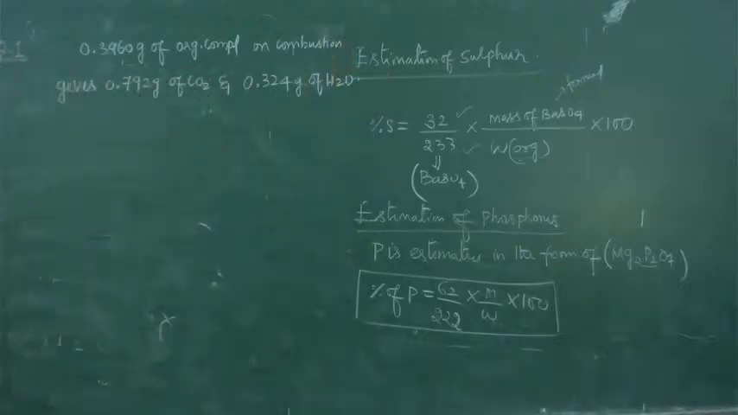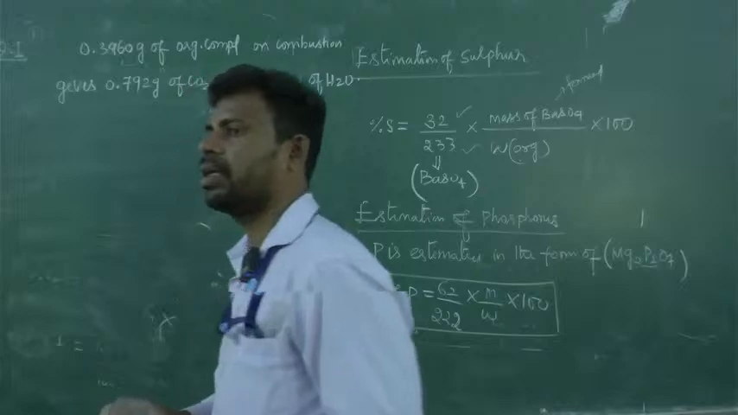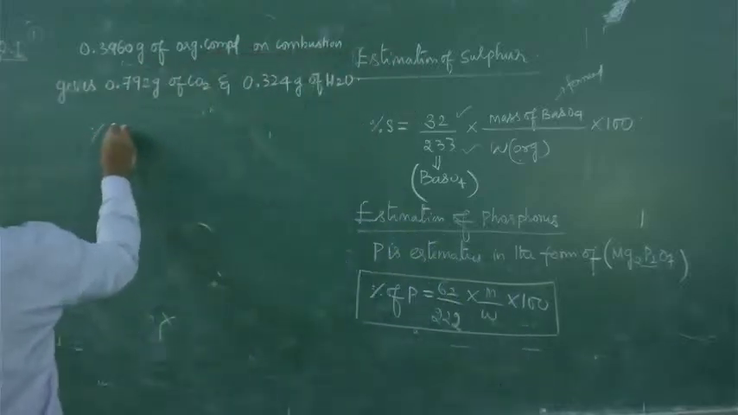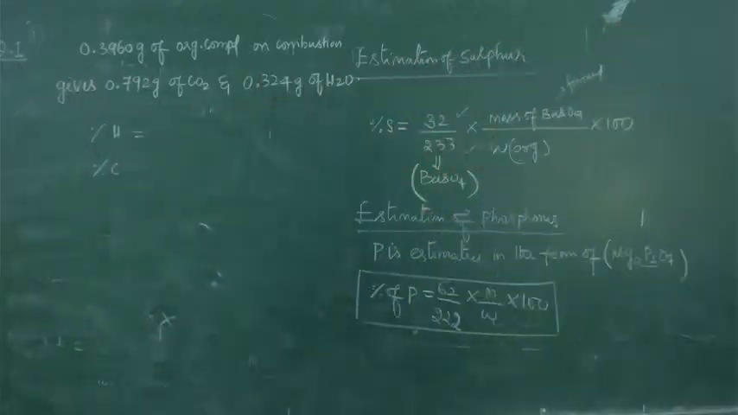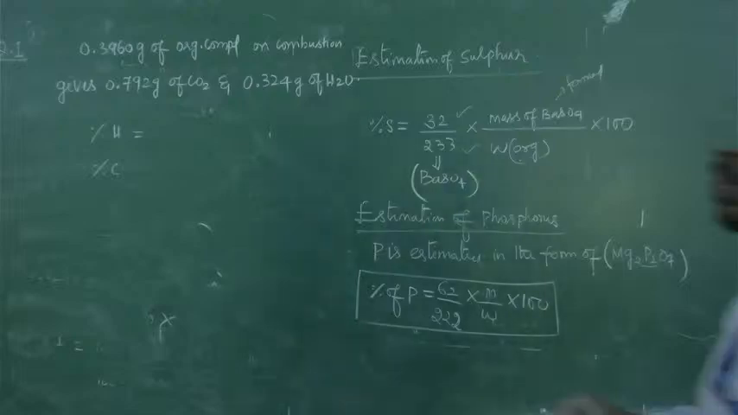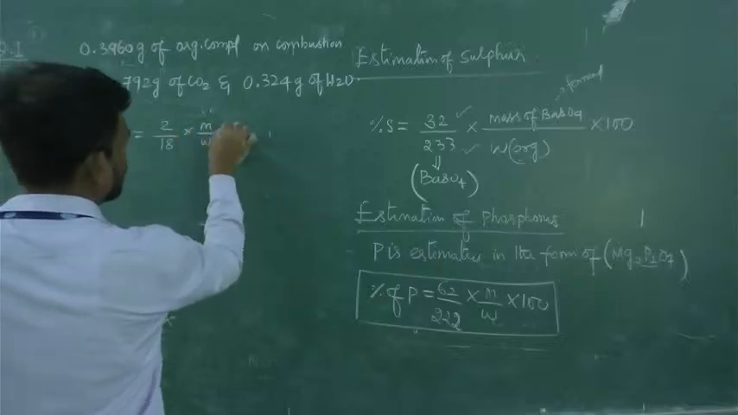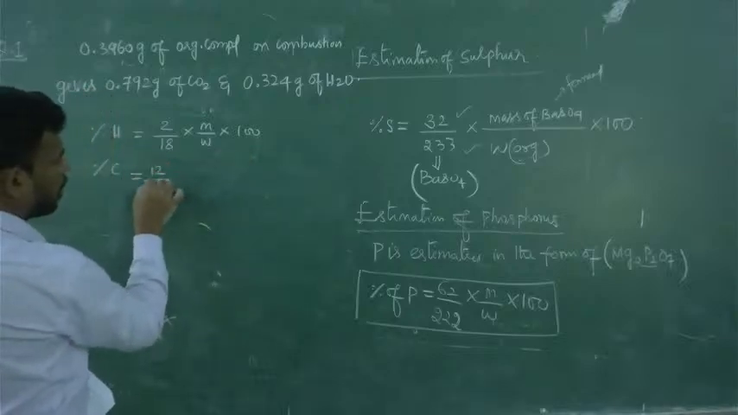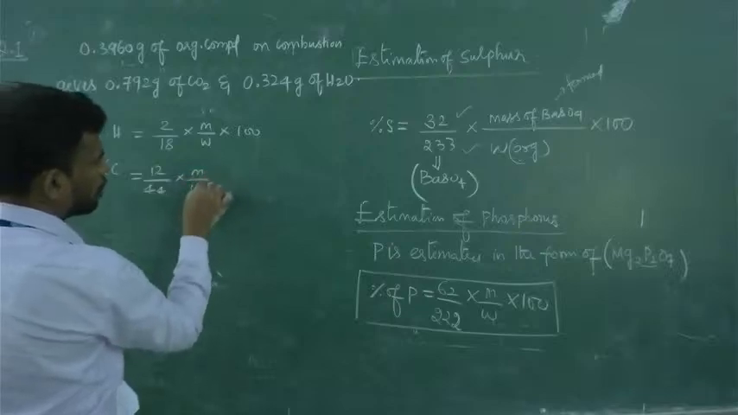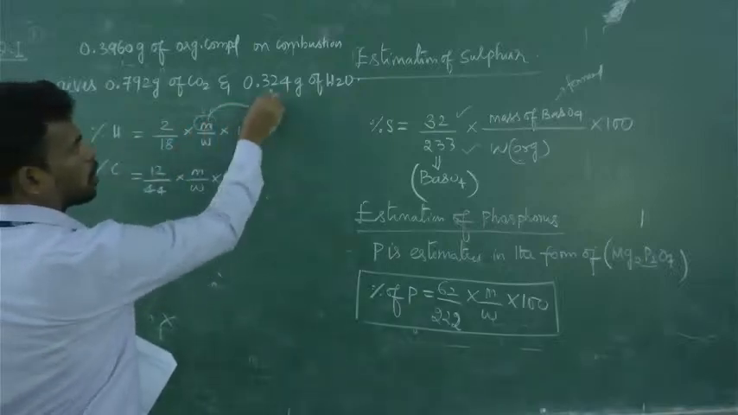So the initial organic compound weight is given, and CO2 and H2O are formed. You calculate the percentage of hydrogen and the percentage of carbon. Use the formula to calculate. For percentage of hydrogen, what is the formula? 2/18 into small m divided by W, into 100. For carbon, this is 12/44 into m divided by W, into 100. What is the small m? Mass of H2O that is formed.